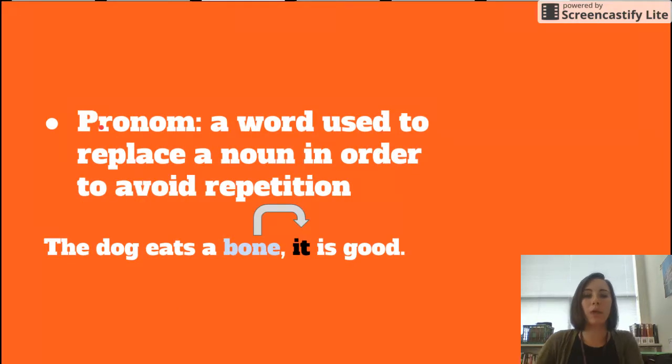A pronom or a pronoun is a word that is used to replace a noun in order to avoid repetition. We don't want to sit here and say, the dog eats a bone, the bone is good. Instead, we want to replace the word bone with it in order to avoid repeating the word bone. And that is a pronoun. It is a pronoun in English.